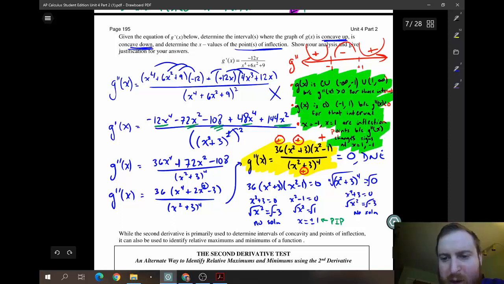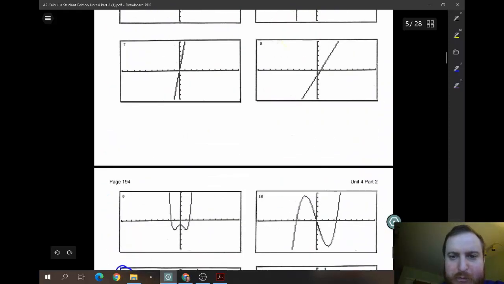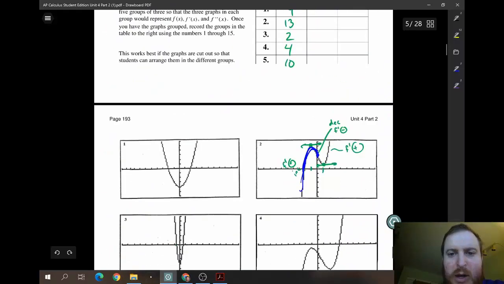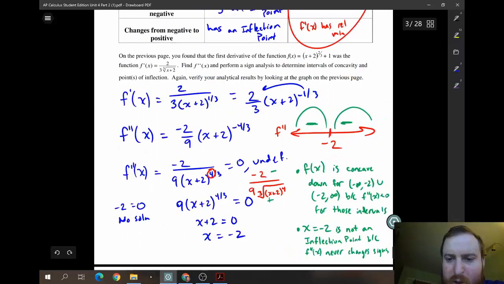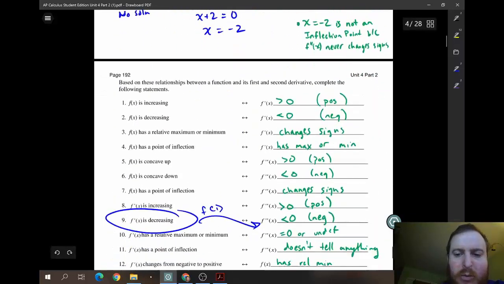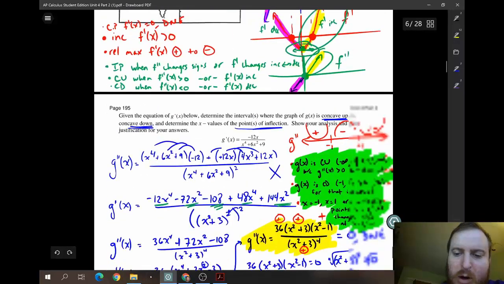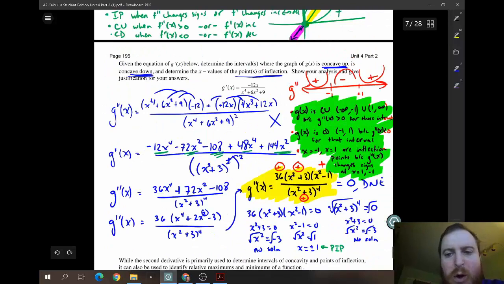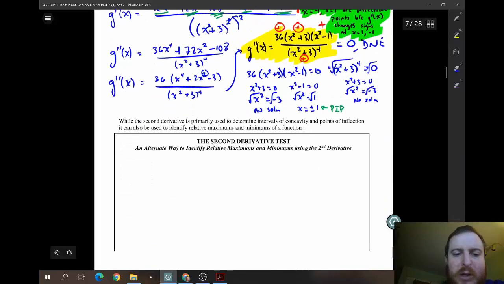Going back up to yesterday's work, we saw up here this -2. It didn't change sign, so -2 was not an inflection point. Whereas for our values today, -1 and 1, they did change signs. Now, I know this was complicated with the quotient rule. Most of the time, you're not going to have something like that. That's very, very rare. I just wanted to show it so we could see something extremely difficult.